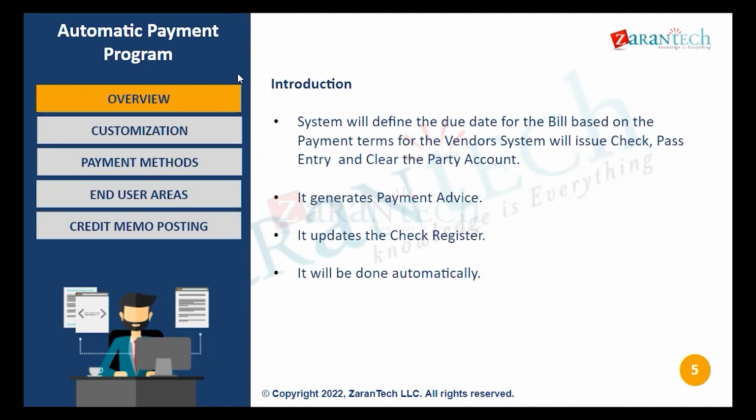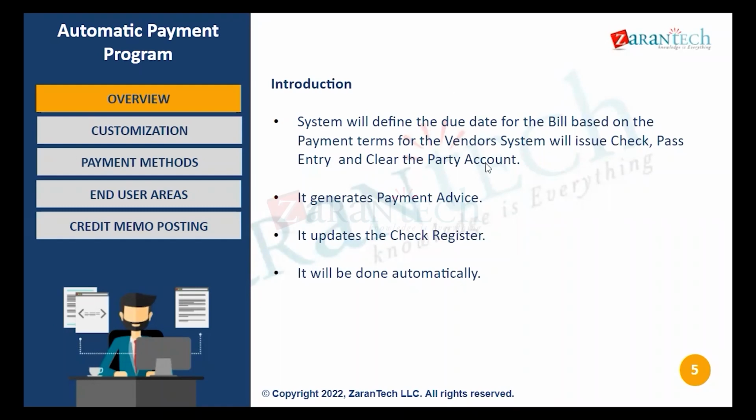What is the use of automatic program configuration? If you do automatic payment program configuration, the system will identify the due dates and the payments whatever is due to the vendor in the system. It will automatically check the invoices which are due, and it will issue the checks by doing an automatic payment run.